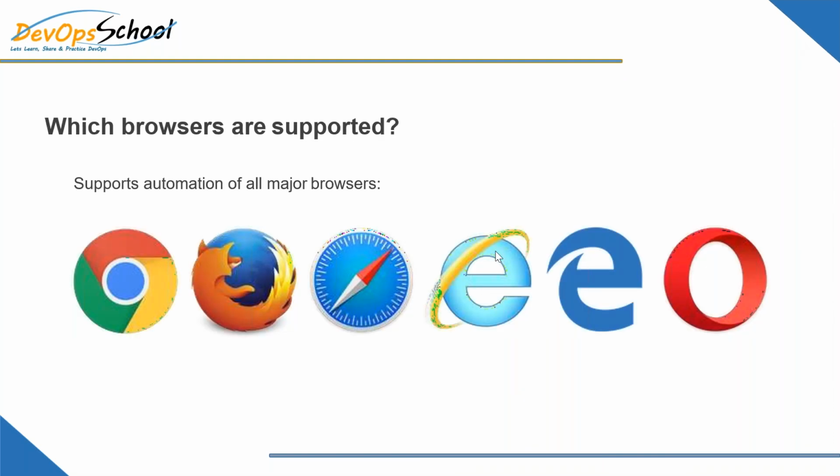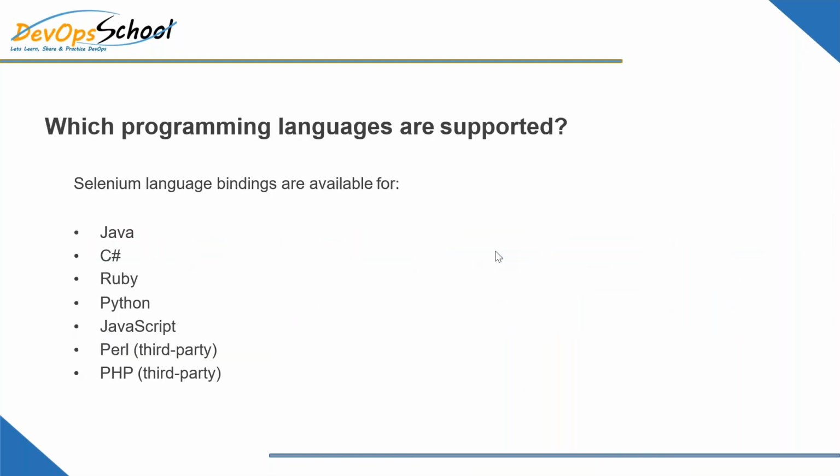So how to write the code, that I'll teach you. These are the browsers we discussed. These are the programming languages which Selenium supports: Java, C++, Ruby, Python, JavaScript, Perl, PHP, all of these are supported by Selenium.